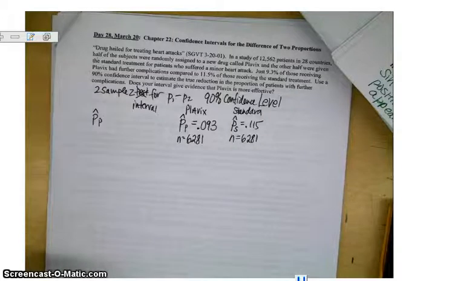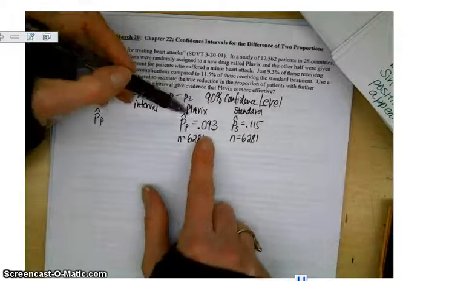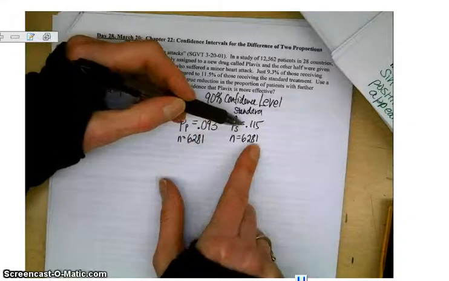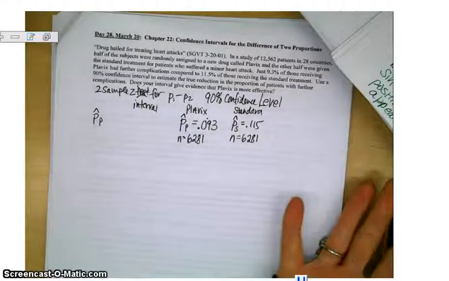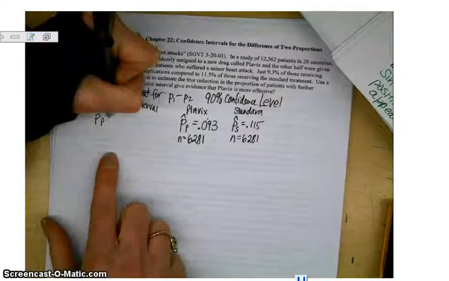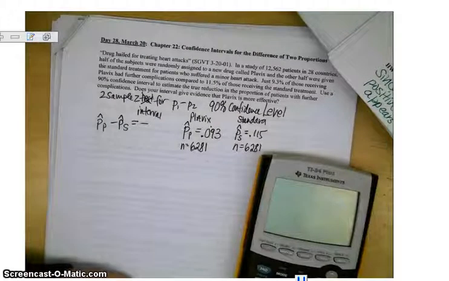Very good, and that's the kind of thing you have to wrap your brain around as you're working on these. You have to say, okay, what does it mean if Plavix is better? It means this percent will be smaller than this one. It doesn't matter how you subtract them, honestly. The reasoning part you have to think about regardless. So you want to do Plavix minus standard. So Plavix minus standard is equal to, let's find the difference. Plavix minus standard, it's negative 0.09. Oh, I got to turn it on.